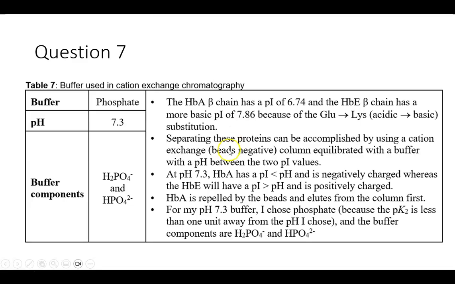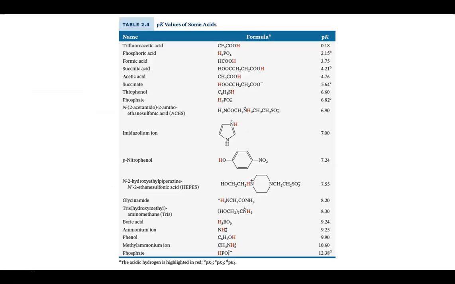What happens here is that if I choose 7.3, and this will work with 7.3 because pKa2 is 6.8, so it's within 1 unit, which we learned in our POGIL activity. And if I choose this pH, hemoglobin A is going to be negatively charged and hemoglobin E is going to be positively charged. So because of the abnormal beta chain, I know I can separate them.